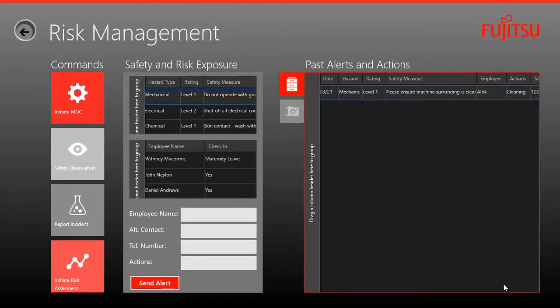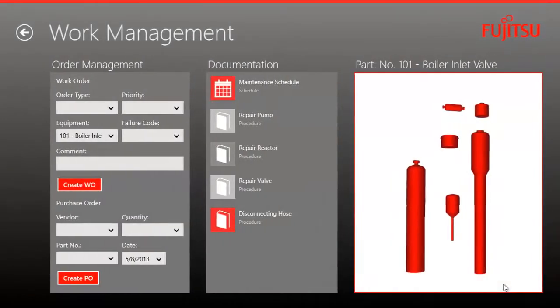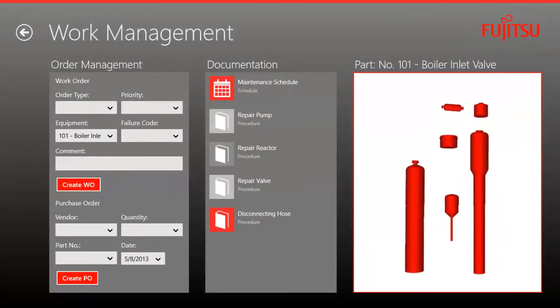Thus far, I've properly evaluated the asset's health, performance, and risk related to both the plant in general and the technicians applying the fix. Now it's time to take action. By clicking on Work Management, my shift supervisor can produce work orders on the fly. They can tap to select a work order type, priority, failure code, and even add a comment.